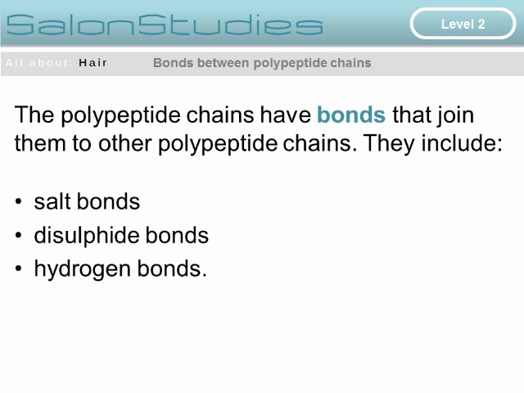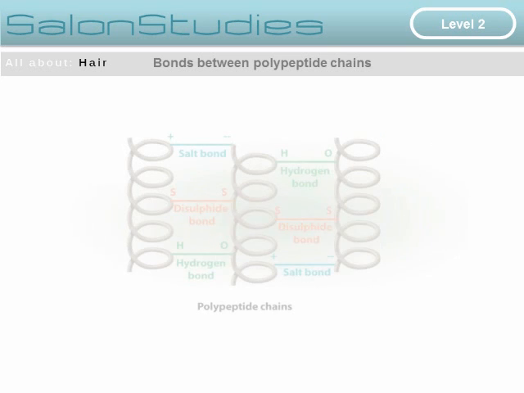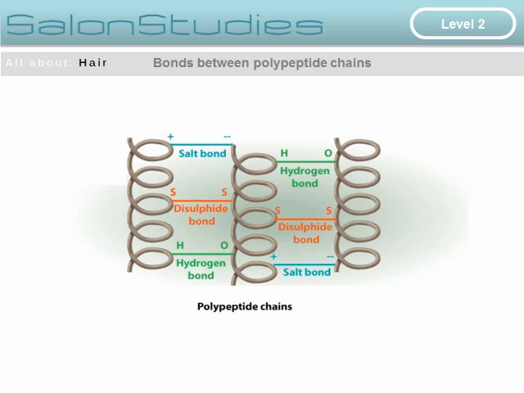The polypeptide chains have bonds that join them to other polypeptide chains. These bonds include salt bonds, disulfide bonds, and hydrogen bonds. This diagram shows the salt bonds, disulfide bonds, and hydrogen bonds between the polypeptide chains.